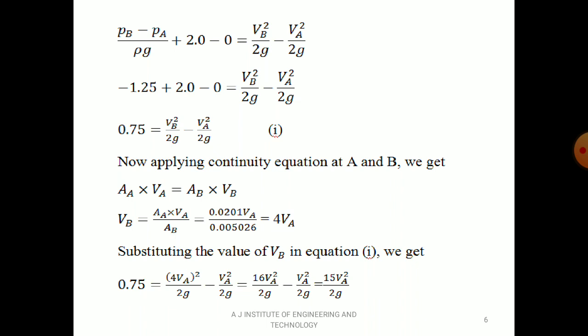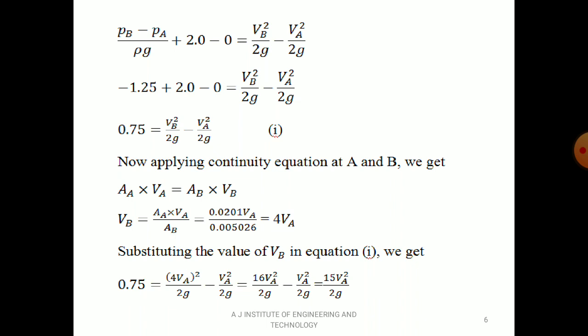Now applying the continuity equation at A and B, we get AA into VA equal to AB into VB. From that we can get the expression for VB equal to AA into VA divided by AB. AA value is 0.0201, AB value is 0.005026. Just substitute: VB equal to 0.0201 into VA divided by 0.005026. So that is equal to 4 times VA. VB equal to 4 VA.